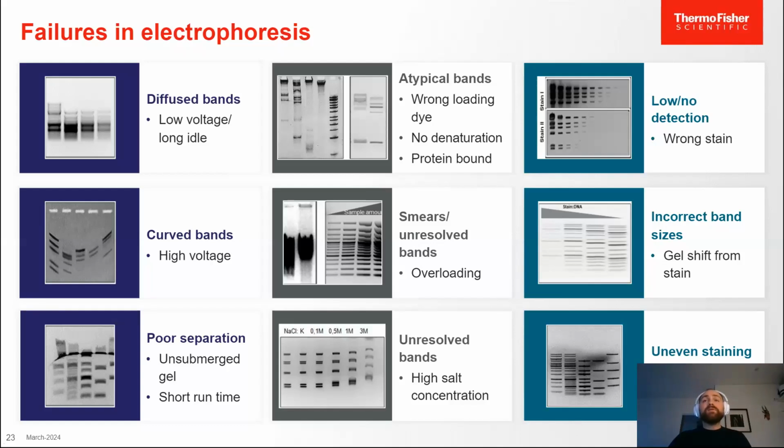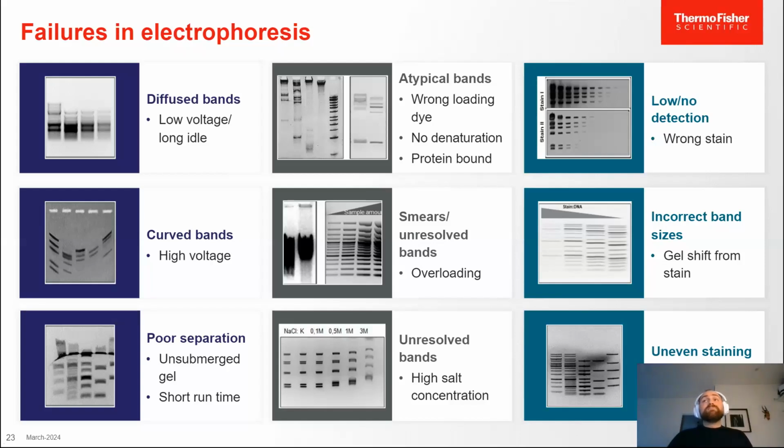Smears and unresolved bands tend to be overloading most of the time. However, it can happen when you have protein bound DNA or nucleic acids. Unresolved bands can also come from high salt concentration, so some dilution is definitely needed, because sometimes you have reactions with a lot of salts in them, and that increases the conductivity of the gel itself, and the bands will not be able to separate.